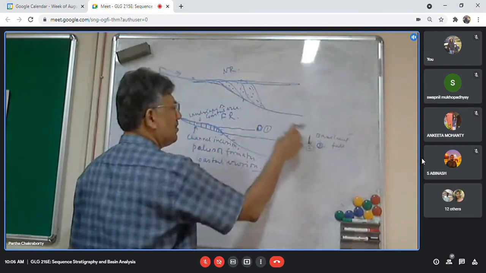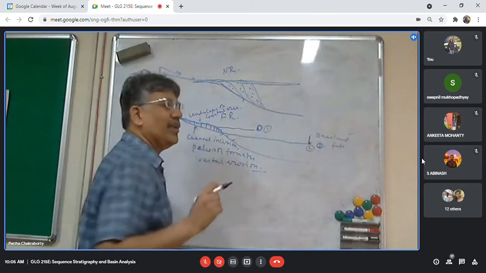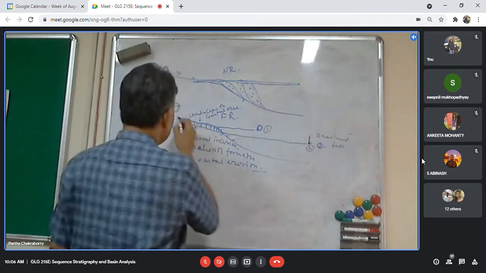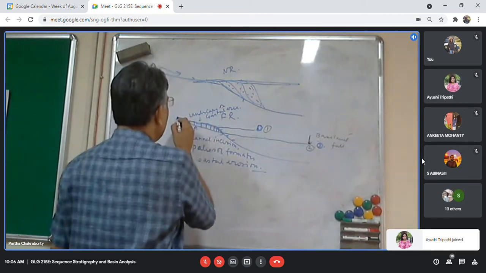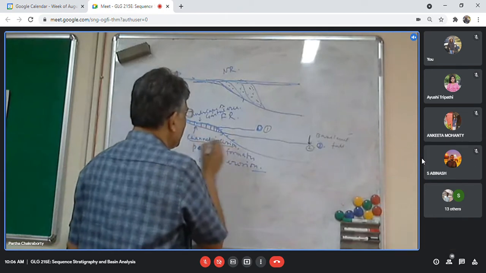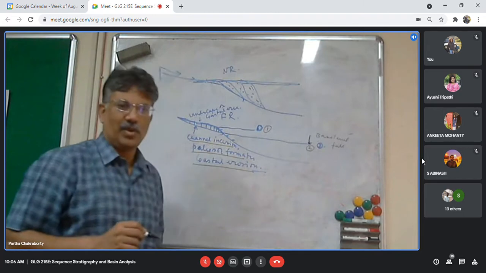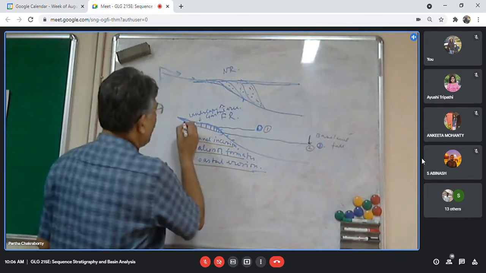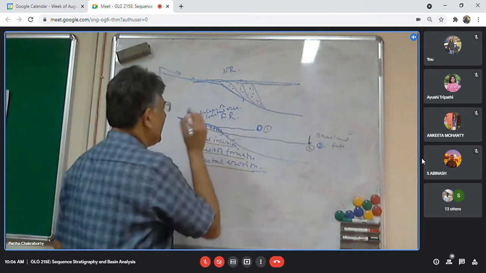Or we have said the three stages. So this part is not in equilibrium. The river system which was grading to this base level will now try to grade into this new base level, and in the process it will cause incision, paleosol formation, and coastal erosion. All these things it will cause. So what you are getting here is an unconformity development.